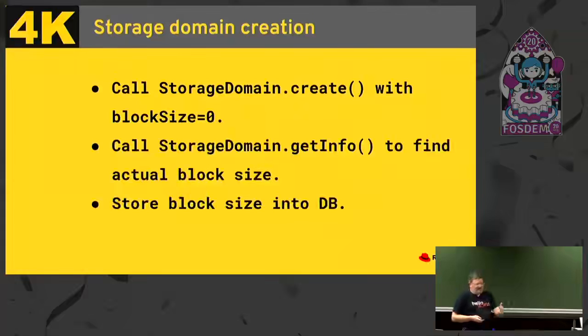So engine will create a domain with automatic block size detection, then it will get the domain information, learn what VDSM has created, and store it in the database. So next time when you add a host to the same setup, engine can know if this host can work with this storage domain. If the host cannot work with this storage domain, you cannot activate it.